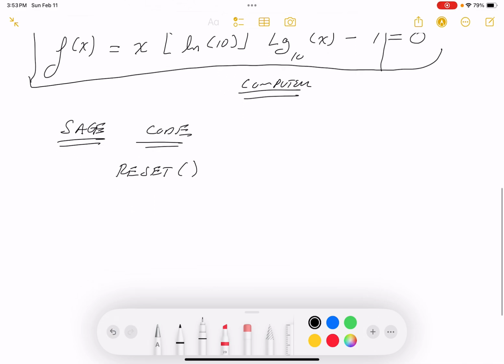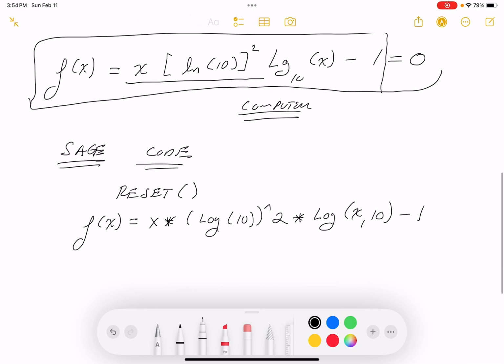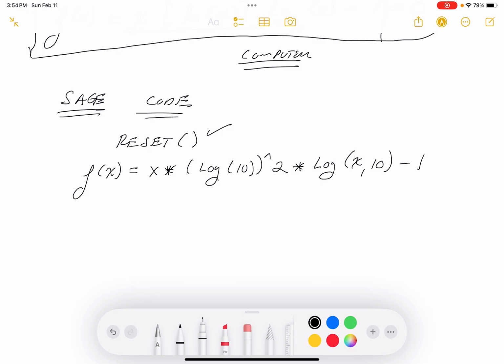Then I'm going to define f of x, and in Sage it looks like this over here. f(x) = x star. Now there's something strange about Sage, by the way. The natural log is just log. So I'm going to say log, that's natural log, by the way, 10, put a little square symbol on it. Tell you what I'm doing over here, I'm just doing this thing over here, and that's going to be times. Now, if I want to put log base 10 in, I'm just typing log again, x, but I have to tell it the base is 10, and then minus 1. So this is one line, that's another line.